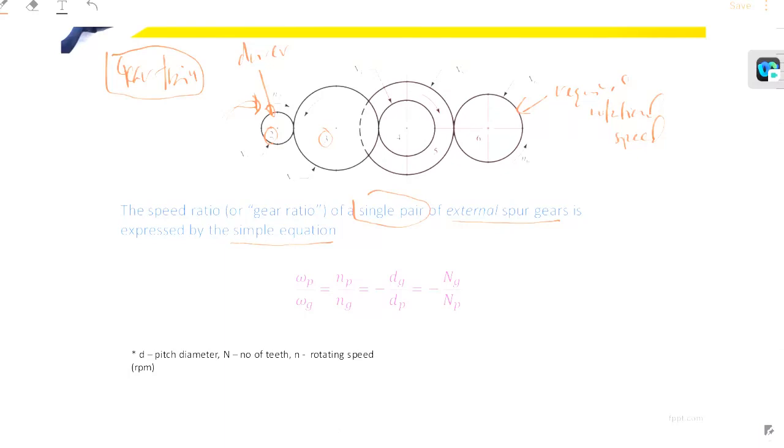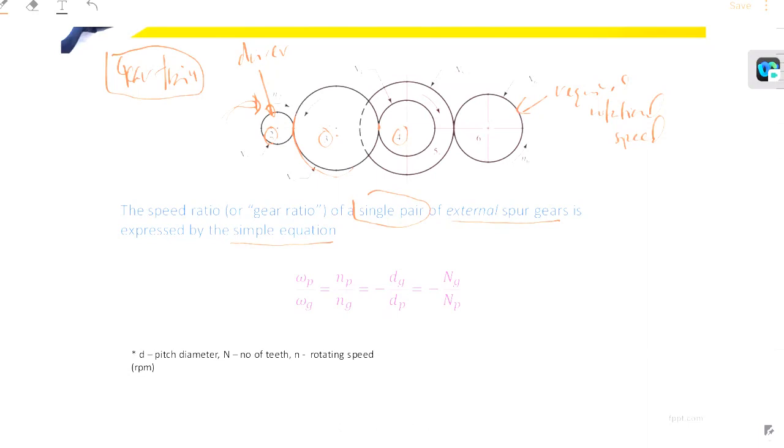Gear 2 and gear 3 are a pair of gears. Gear 2 becomes the driver and gear 3 becomes the driven. But when we change to gear 3 and gear 4, gear 3 will become the driver and gear 4 will become the driven. So this is the mating. Gear 4 and gear 5 are on the same shaft, so both will rotate in the same direction.